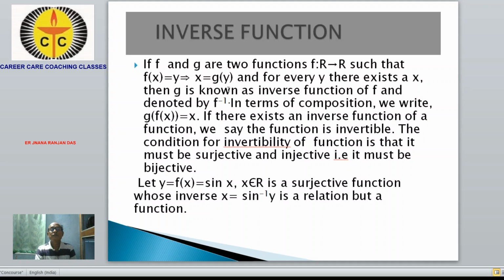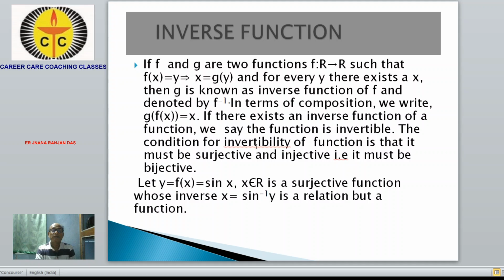So g will be the inverse function of f only when for every y there exists x. So g is known as the inverse function of f and is denoted by f inverse. In terms of composition, we write g of f(x), since in place of y we can write f(x), that is equal to x. If there exists an inverse of the function, we say the function is invertible.